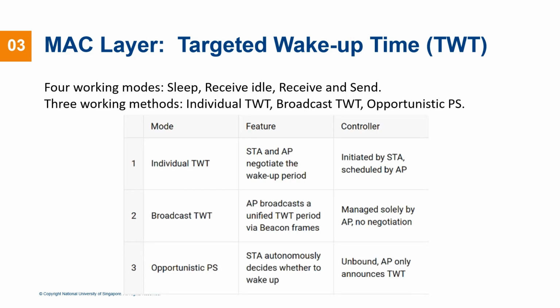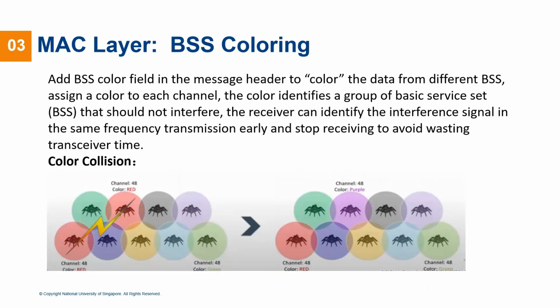And then there are the 4 working modes of TWT: sleep, receive, idle, and send, and 3 working methods: individual TWT, broadcast TWT, and opportunistic PS. The features and the controllers are clearly presented in the table. All mechanisms can be used in conjunction with OFDMA to realize parallel wake-ups and data interactions for multiple users.